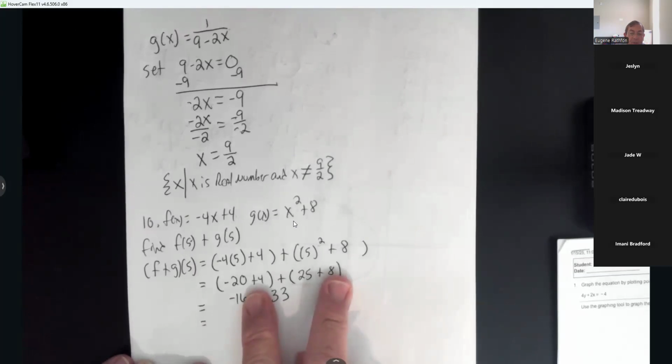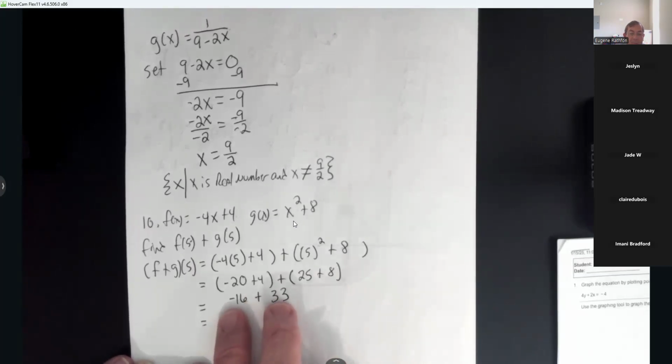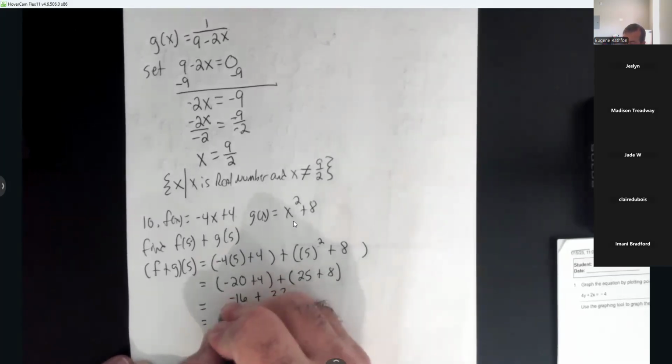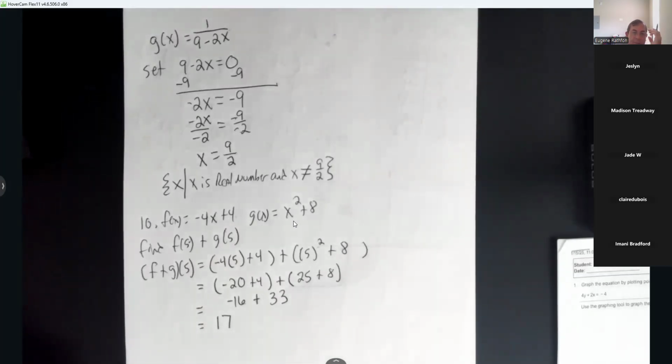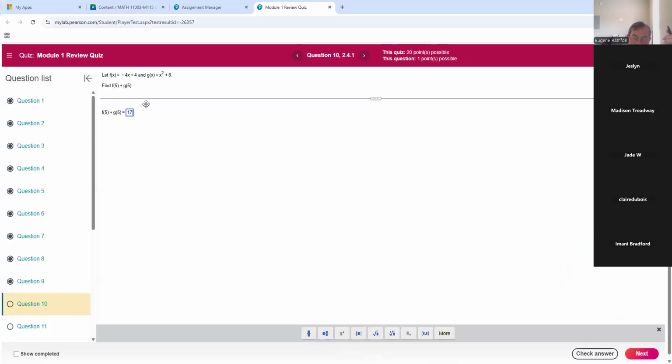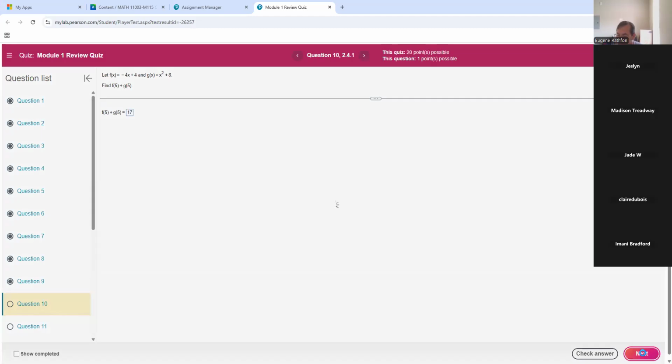Now, there's nothing else I could have done in the parentheses. I got single numbers. So now let's just add these single numbers. Negative 16 and 33 give me a positive 17. So that one is mainly just an order of operations type problem, okay? So on that one, you would just come in and put your 17 and move to the next one.